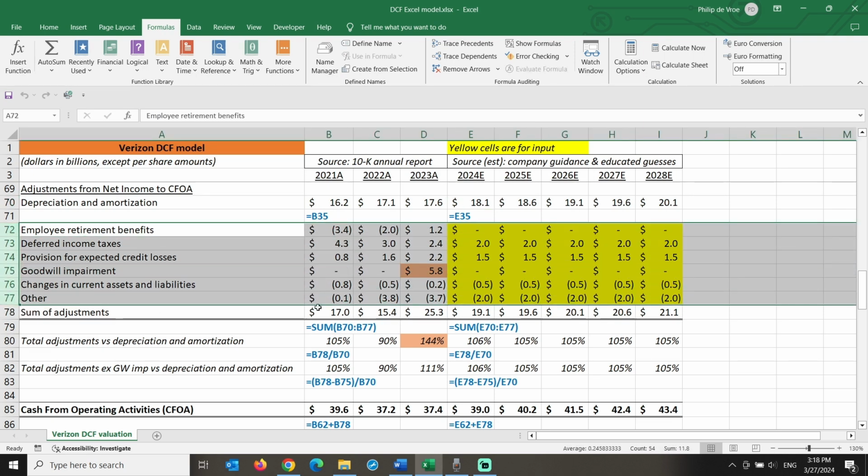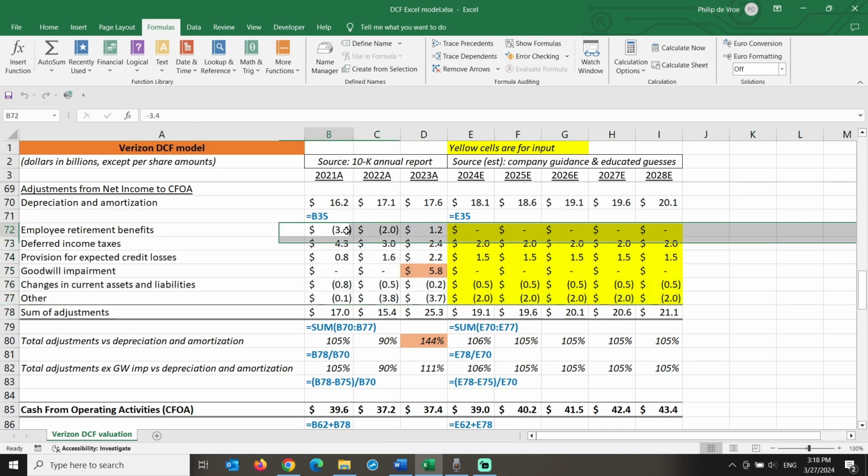Next are 6 lines of adjustments where the timing of recording the expense and the timing of actual cash outflows are different. In most cases, the cash payments happen later or possibly not at all. Numbers between brackets are cash outflows. The others are cash inflows.